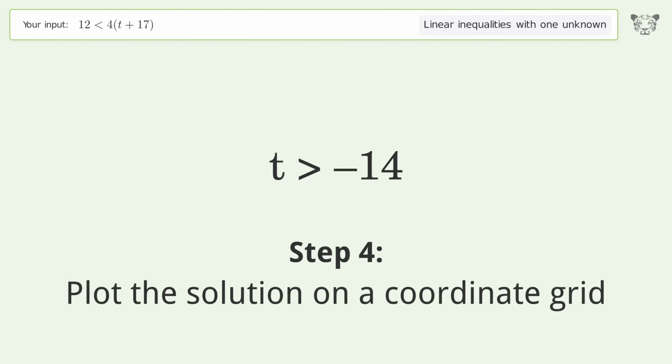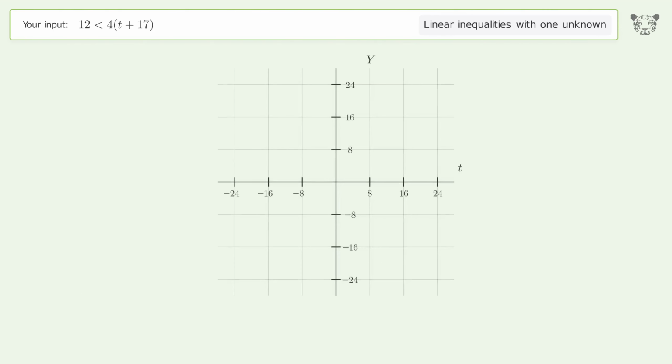Plot the solution on a coordinate grid. And so the final result is t greater than -14.